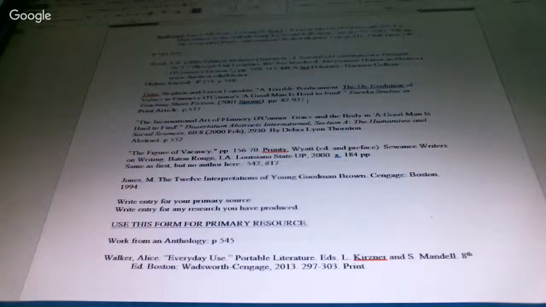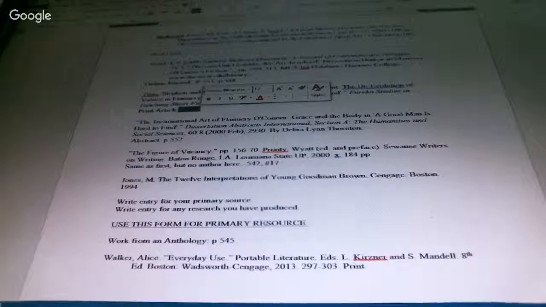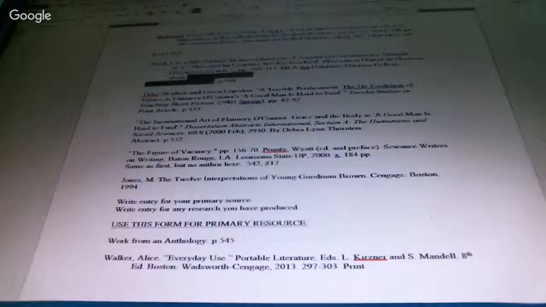All right, so bouncing around: 537 for this print version of an article, 551 for the online version of the article, 544 for how we do a chapter in a book or an article in a book.